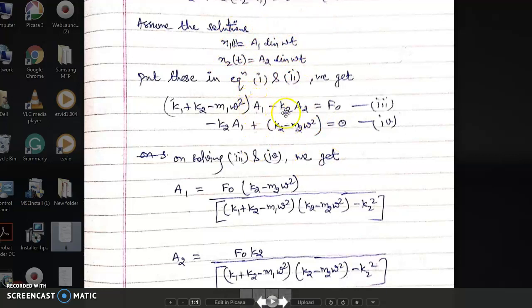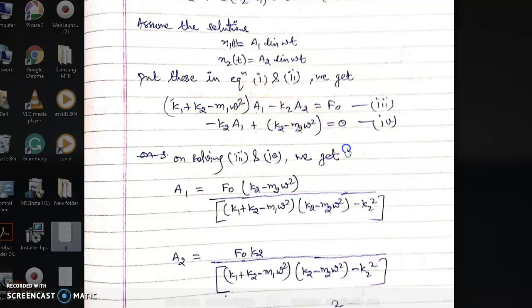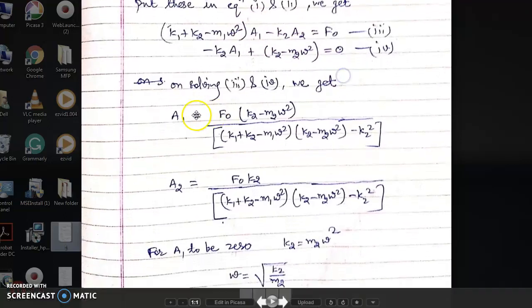Now I have to solve for A1 and A2. So I have solved it. What I will get? A1 is equal to this and A2 is equal to this. In previous lecture I have done that also.